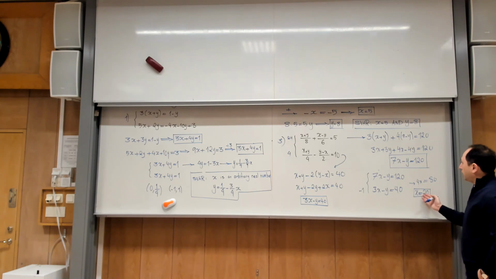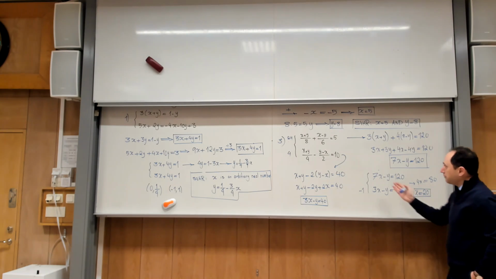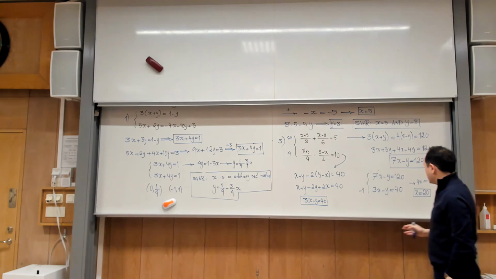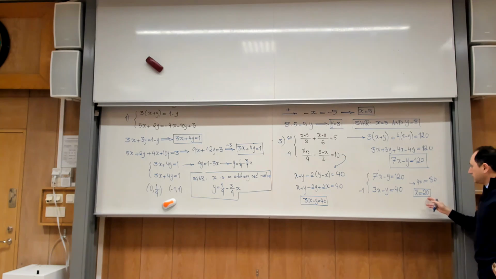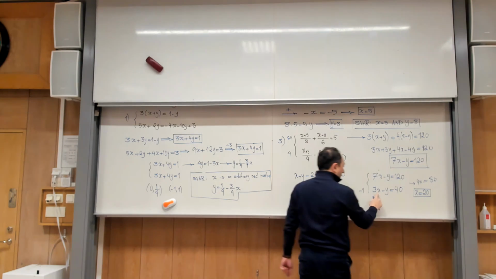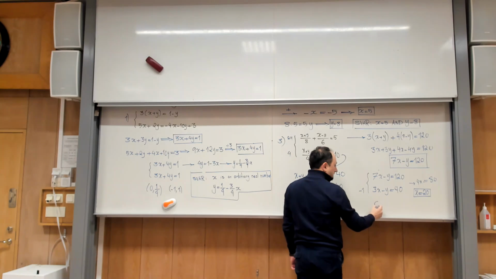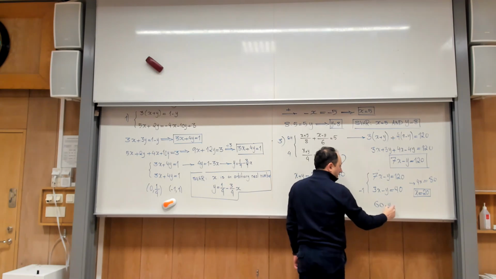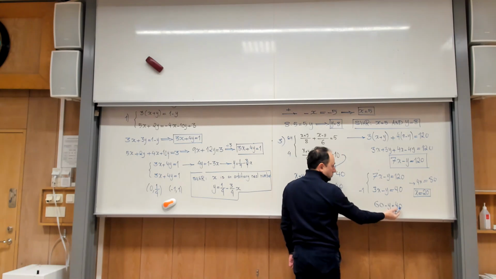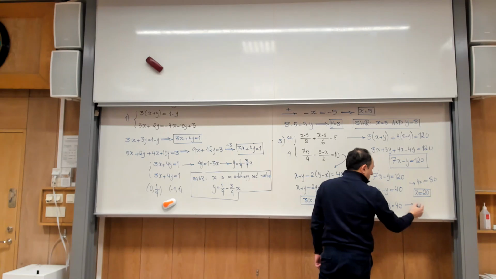And then I plug it back. You can plug it back into the original system, but it is not very efficient, so I would prefer to put it here. The numbers are smaller. So 3 times x is 60, minus y is 40. I move 60 to the other side, it becomes minus 20. Minus y is minus 20, so y is 20.